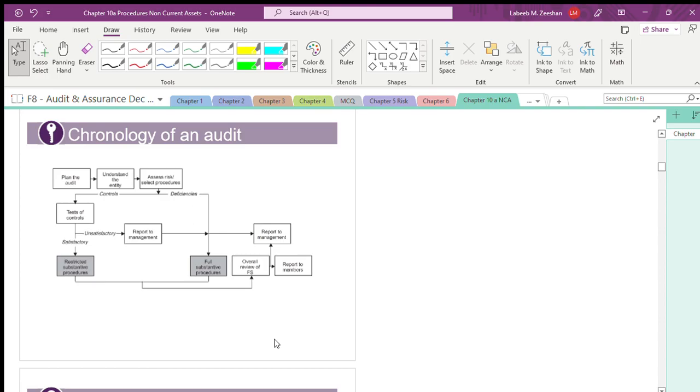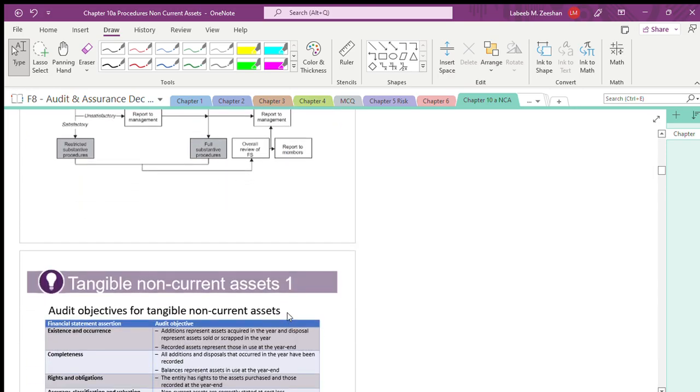We are talking about assessing the risk, controls, deficiencies, internal controls. If the risk assessment is high, we are doing substantive procedures. If the risk assessment is less, we will do restricted procedures.